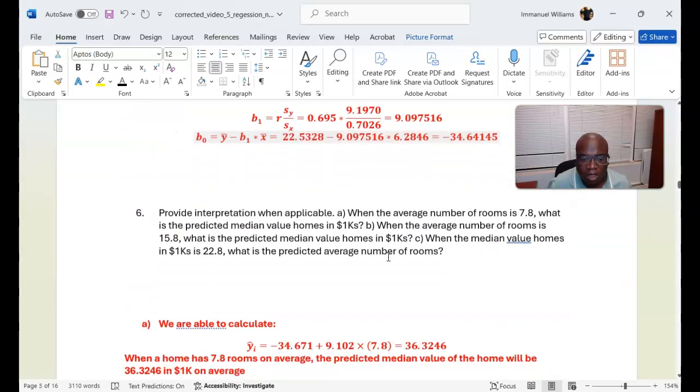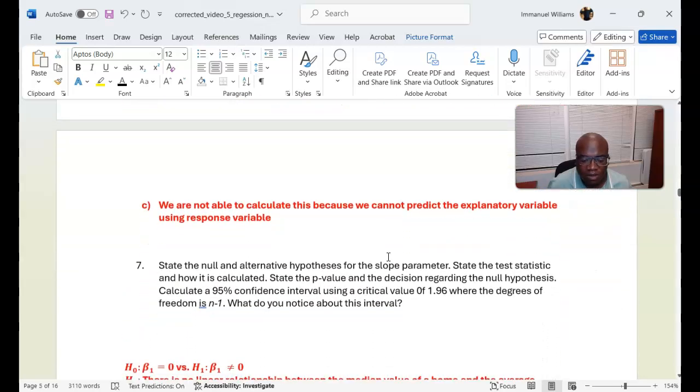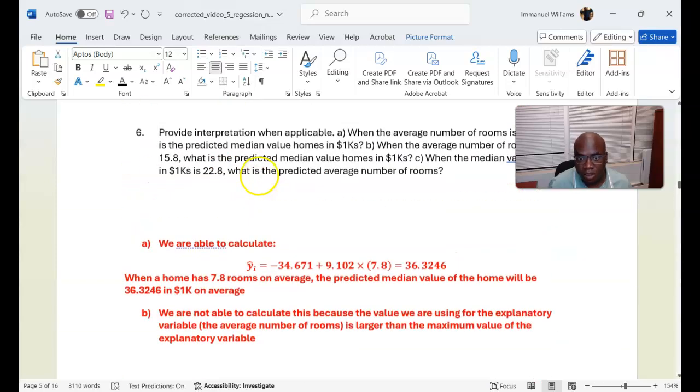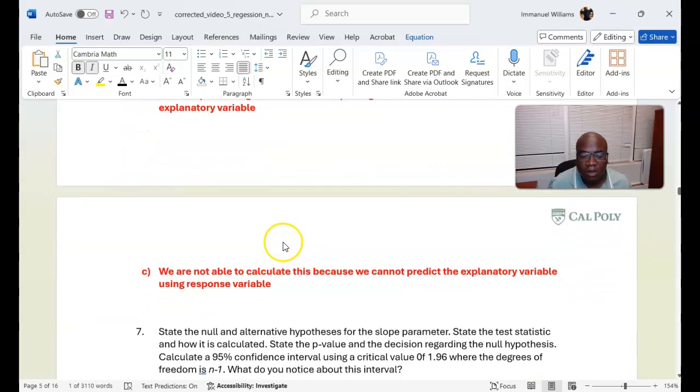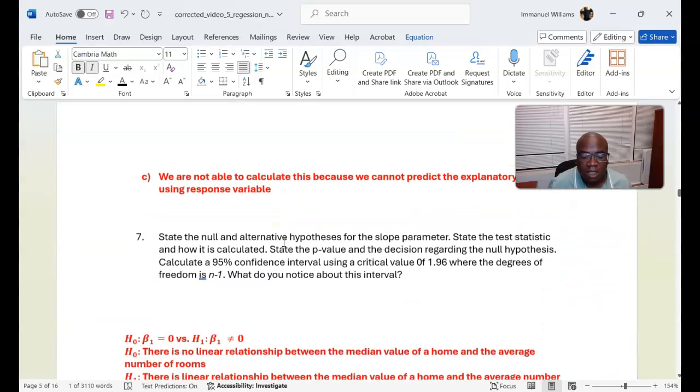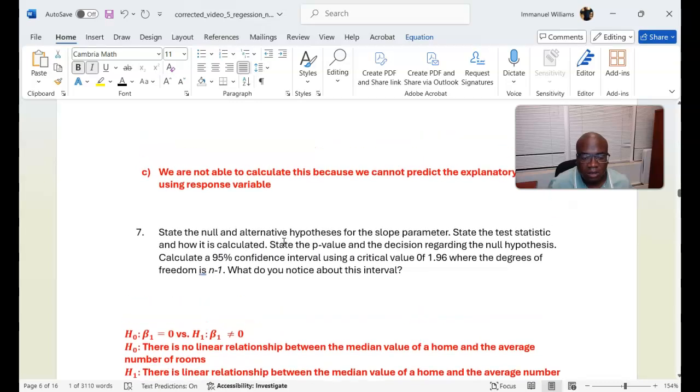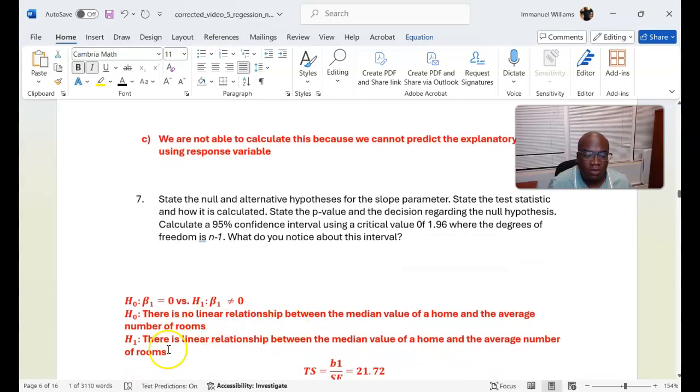Okay, so our null hypothesis would be that beta 1 is equal to 0, and the alternative is that beta 1 is not equal to 0. Just like how we use x bar for the sample and mu for the population mean, it's the same thing with b1 for the sample and beta 1 for the population. Using words, there's no linear relationship between the median value of a home and average number of rooms, and then the alternative is that there is a linear relationship.